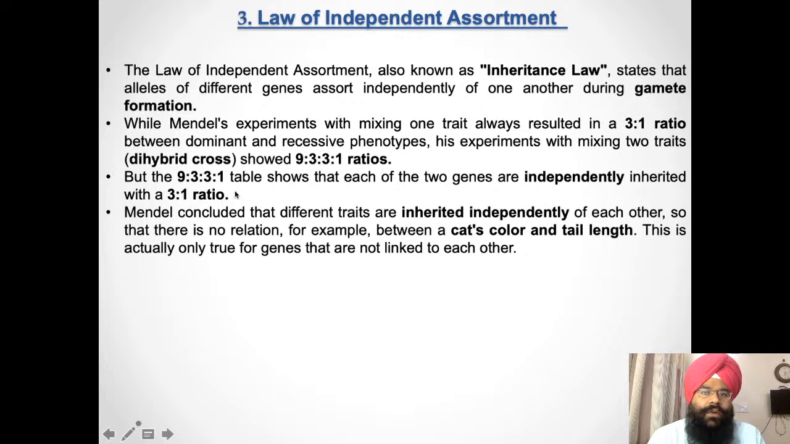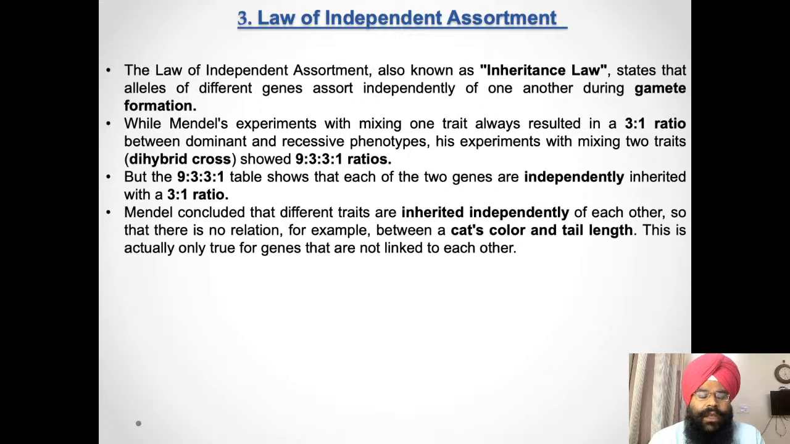Whatever the assortment, the different genes are present, so Mendel concluded that different traits are inherited independently. If different traits are present, like purple and white, they will be inherited independently of each other. They will not depend upon each other, so there is no relationship between them. For example, cat color and tail length are not dependent on each other, so there is no linking between them.